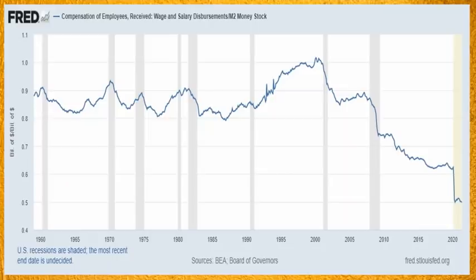We shall start with wages. This chart shows the ratio of wages to M2 money supply. On this chart, a downwards move means that the money supply is growing faster than the wages are growing. You can see here that since the year 2000, the ratio has halved. We can deduce from this that less and less of the printed currency is going towards wages. So even though wages might be going up in nominal terms, new currency is being created at a much faster rate.